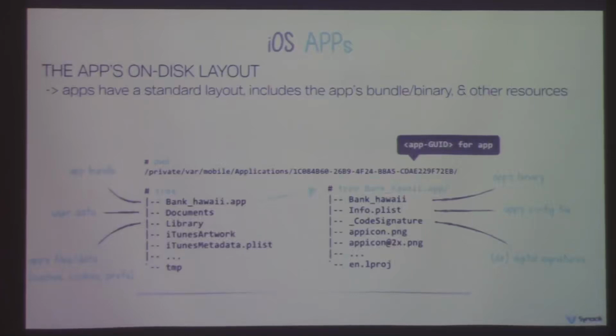So as you can see, this is how an app looks. This is the Bank of Hawaii app. If you do an ls or a tree command, you can see the application bundle, and then a bunch of other folders. We'll be talking more about the Library folder because there's persistent data, application settings, and sometimes sensitive information. If you look at the actual app folder or bundle, you can see things like the app's binary, config files, digital signatures, stuff like that.